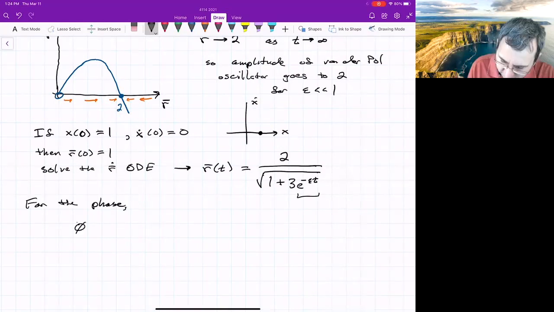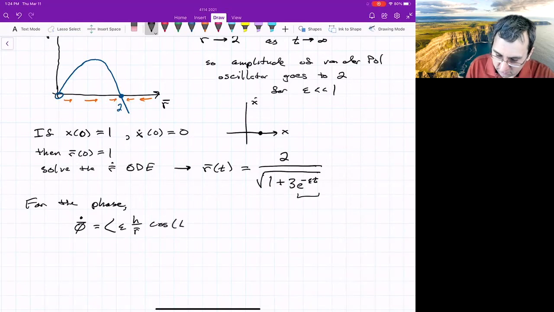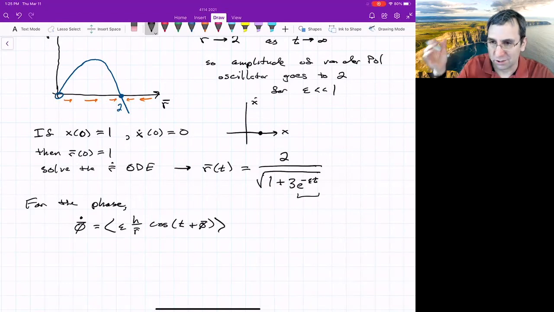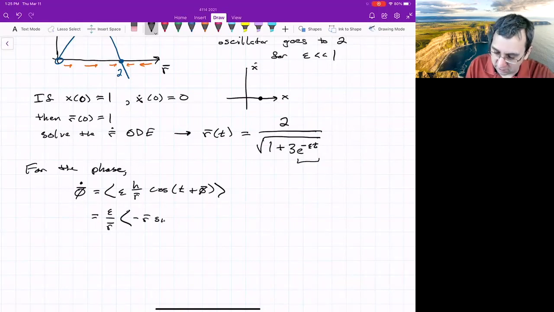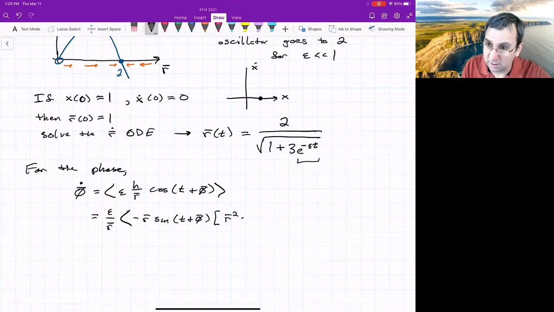What about the phase? phi bar dot equals epsilon h over r bar times cosine(t plus phi bar). And if you want to, you could drop the bars. We'll pull out constant things, epsilon over r bar, and then plugging in what h was, we have negative r bar sine(t plus phi bar) times (r bar squared cosine squared(t plus phi bar) minus 1).